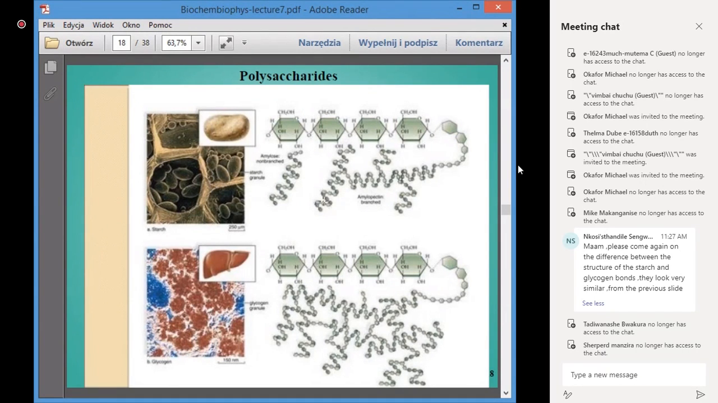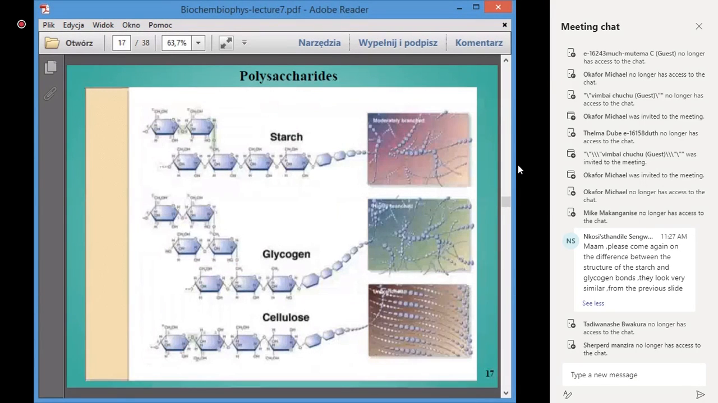They look similar, it's true, but the arrangement in the space of these particular chains of polysaccharides in case of starch and glycogen is different. And as you can see on the previous slide, in case of starch, we have a moderately branched structure. So you can see this is a little bit different than in case of glycogen, which is a highly branched structure.